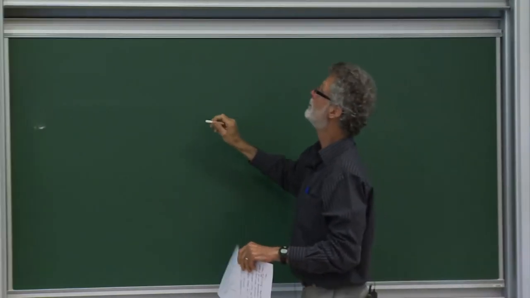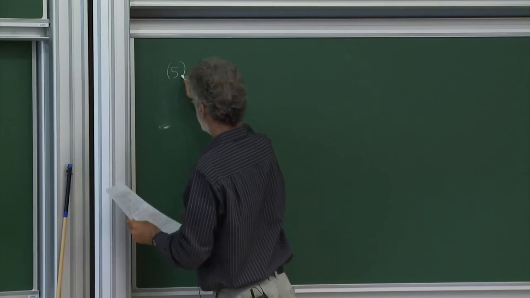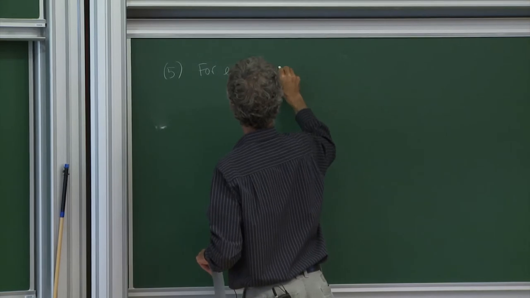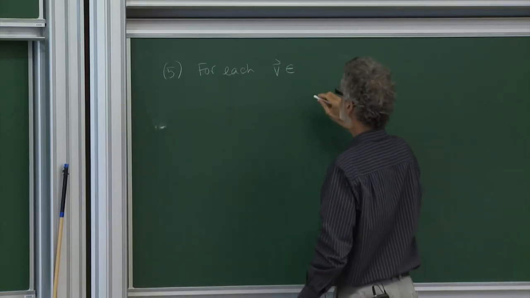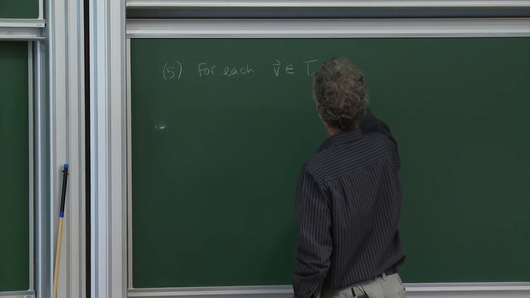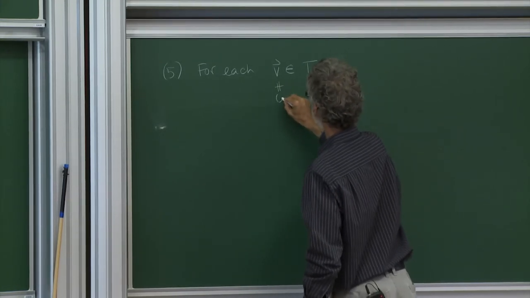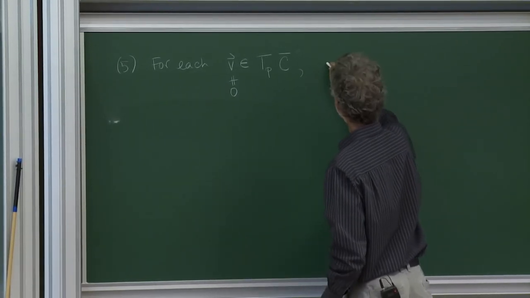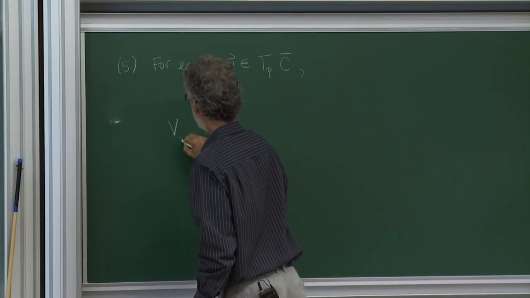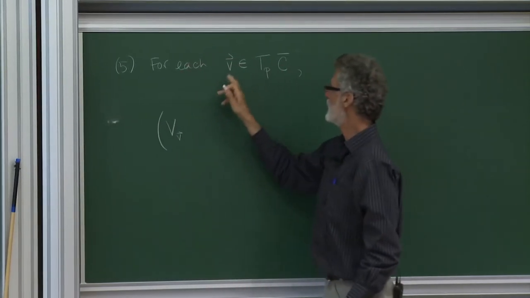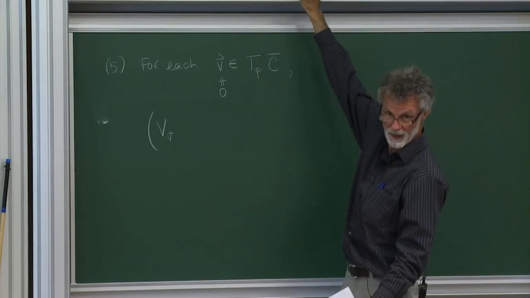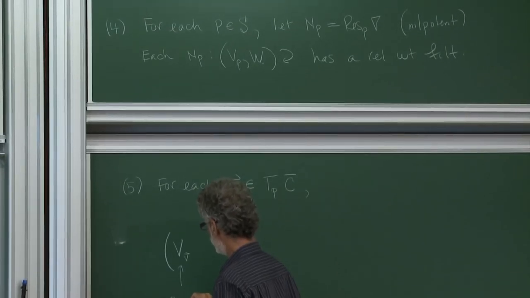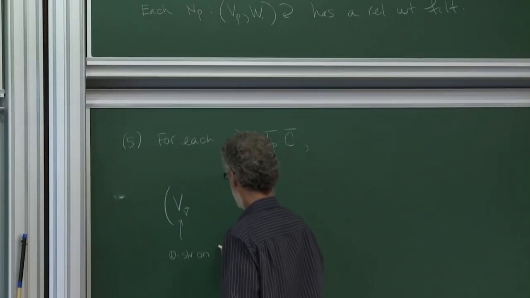And five is that for each v in the tangent space at P of C bar, and this guy not equal to zero, I'll call it v. So I explained how to construct out of a tangent vector a Q structure on the fiber of the canonical extension. So this is the Q structure on V_P.